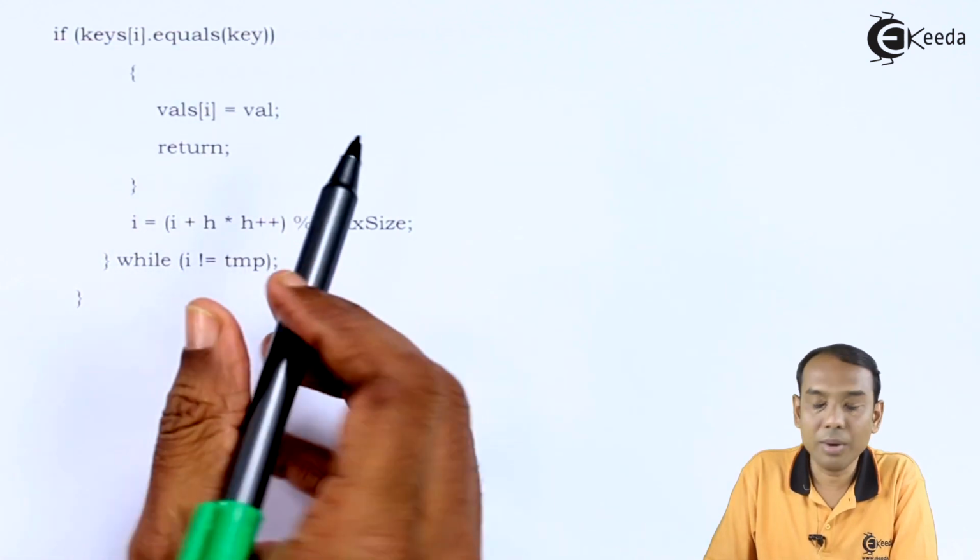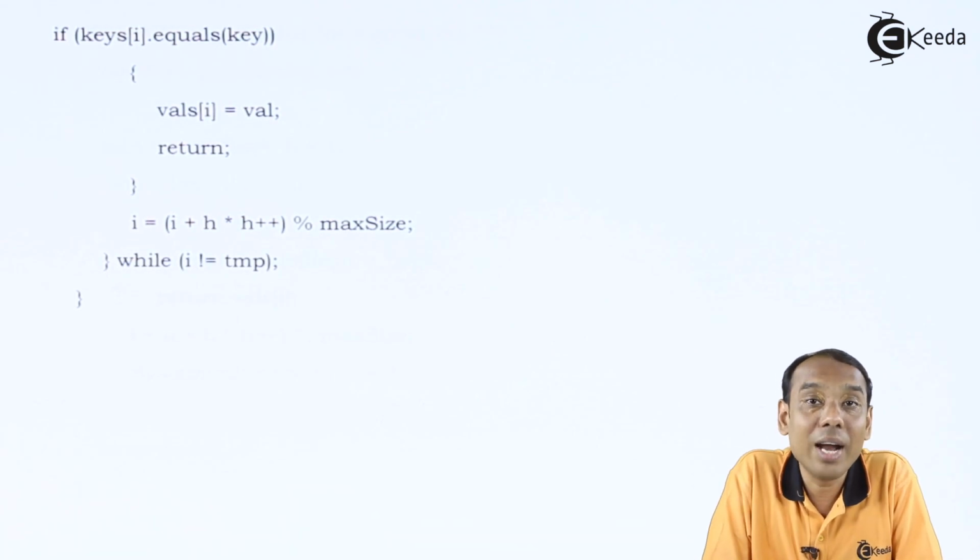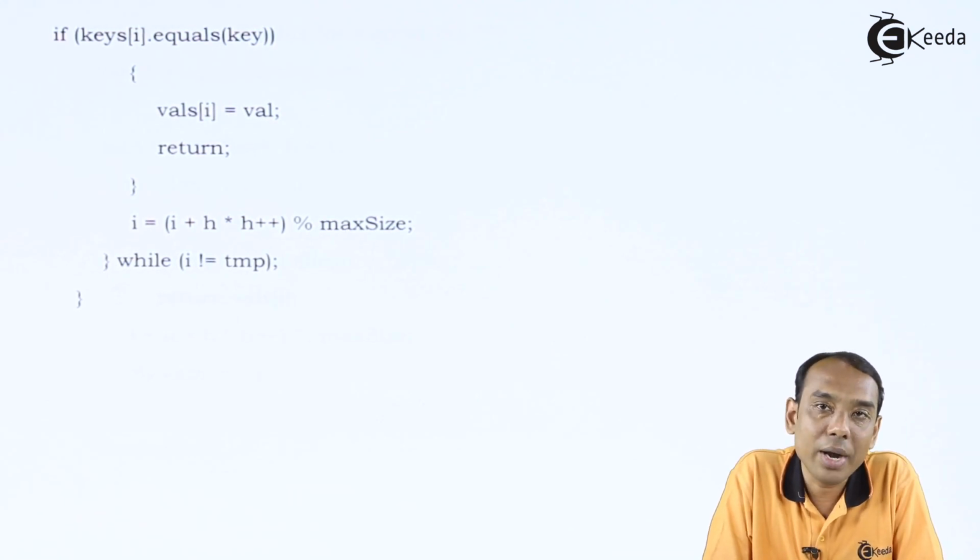This value is written. Now we will look at the quadratic polynomial to get the quadratic probing.